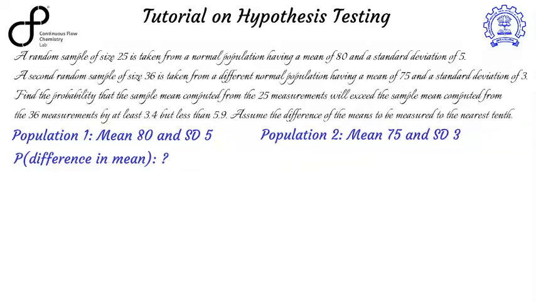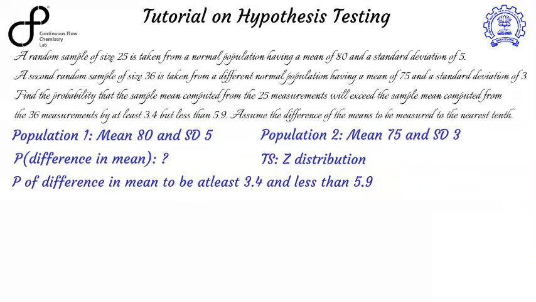Here, hypothesis testing involves testing on sample means when the population standard deviation is known. Therefore, the test statistic used will be the z-distribution. The difference in sample means has to be at least 3.4 but less than 5.9. This is equal to the difference being more than 3.35, as 3.4 is included, and less than 5.85, as 5.9 is not included.